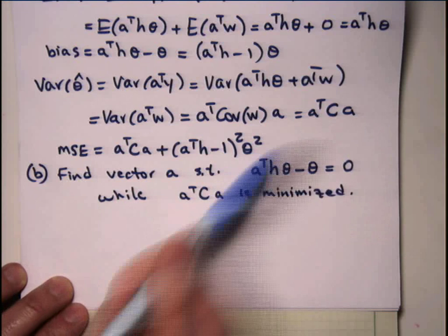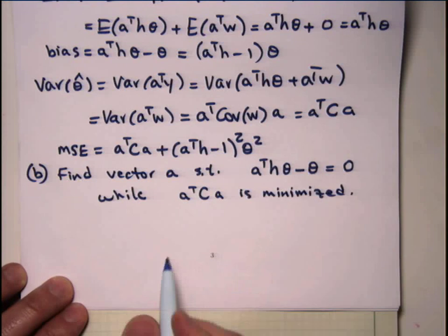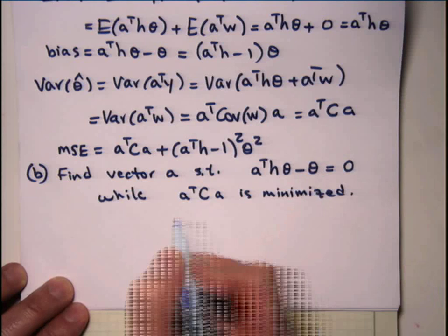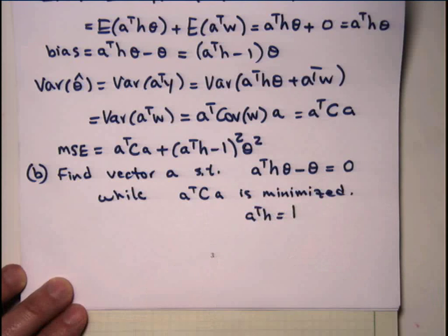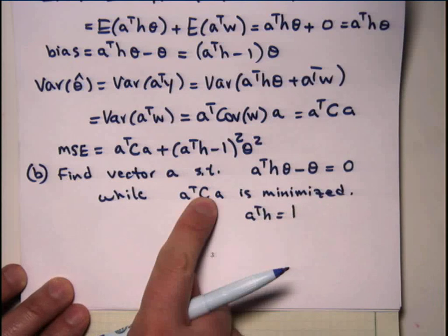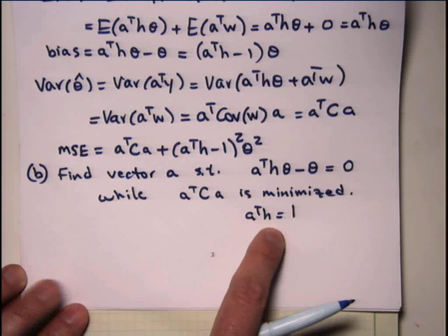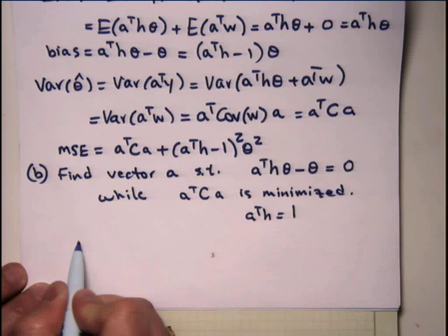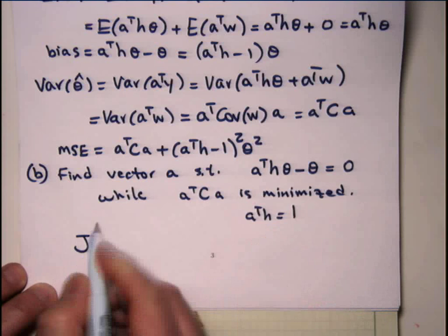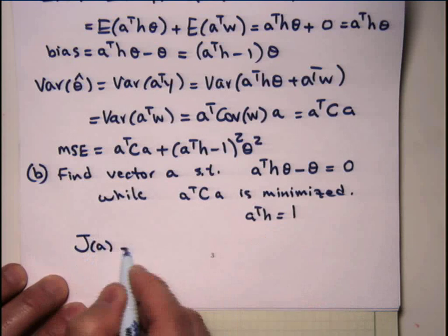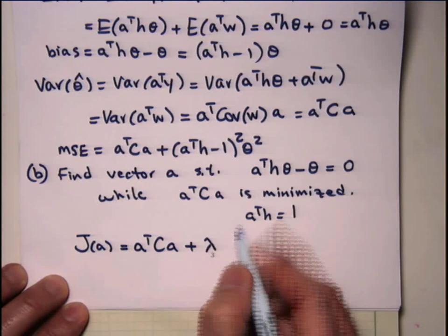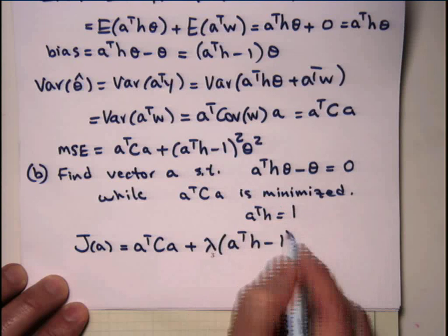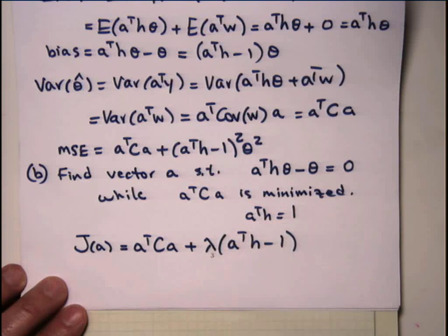And this has to be true for every theta, so the theta part really doesn't matter. This is equivalent to A transpose H equals 1. So that's the constraint. So you're minimizing a quadratic cost subject to a linear constraint. And this is simply done with Lagrange multiplier. So you write a cost function J of A, which is A transpose CA plus Lagrange multiplier times A transpose H minus 1.